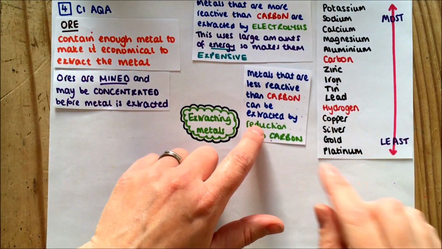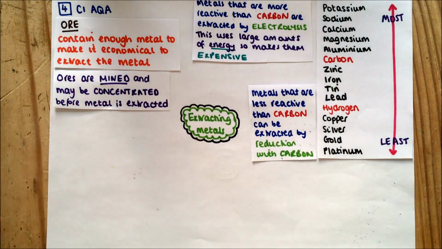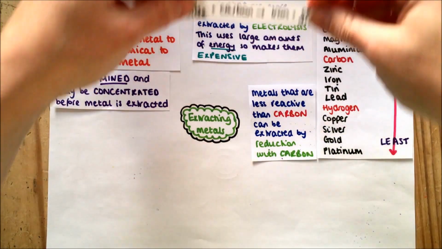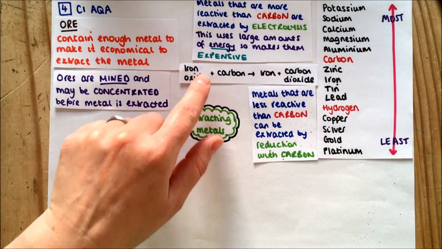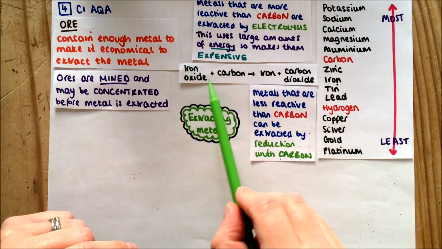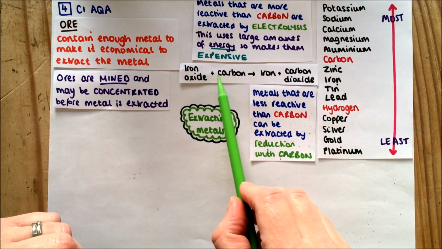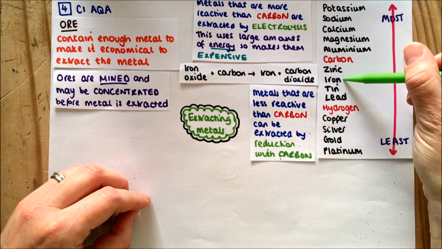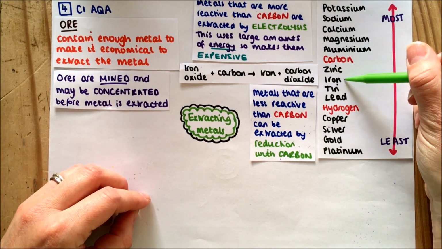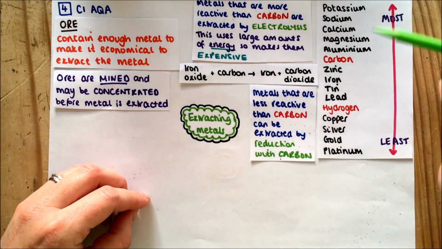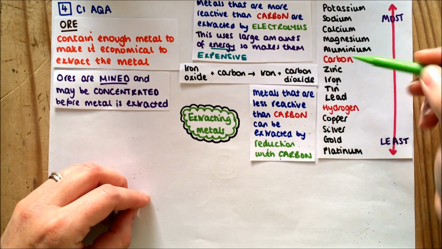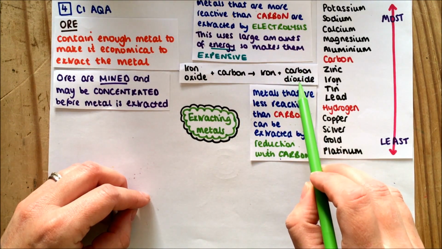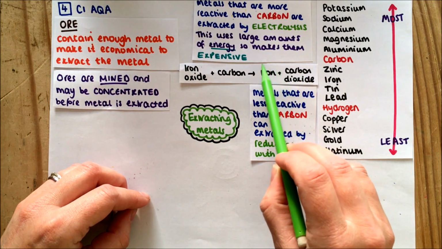For metals that are less reactive than carbon, we can extract them using carbon. If we look at an example here with iron, we've got iron oxide, that's the ore, plus carbon, so we'll react it with carbon. Iron in the reactivity series is underneath carbon. So if I react it with carbon, carbon is more reactive, so it will steal that oxygen away from iron. So we've now got carbon dioxide and we've left iron all on its own.